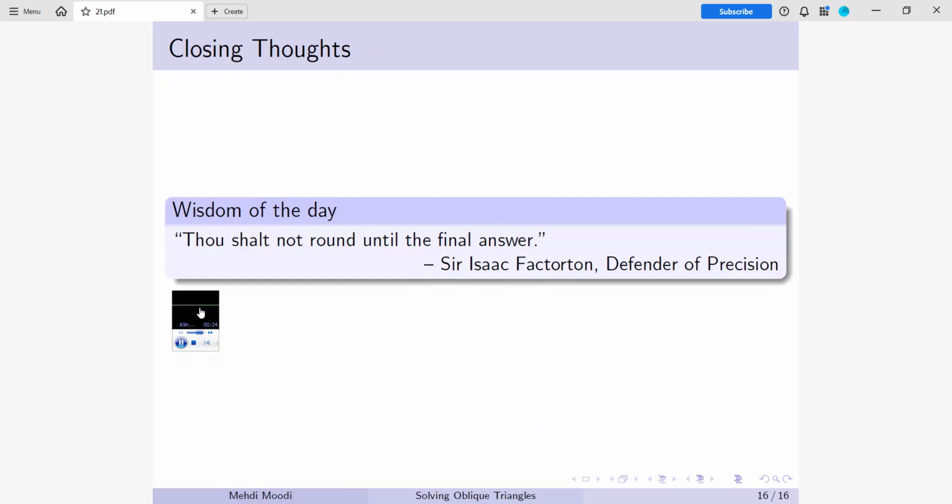In trigonometry, every decimal digit matters. Round early, and risk mathematical shame.